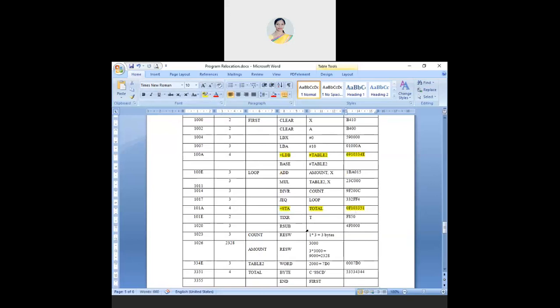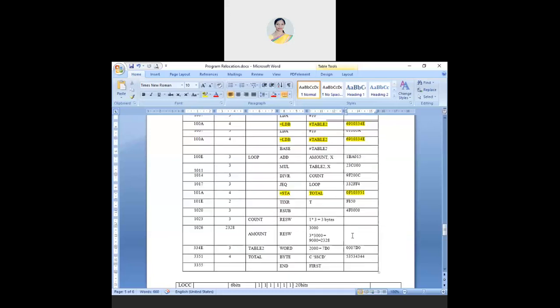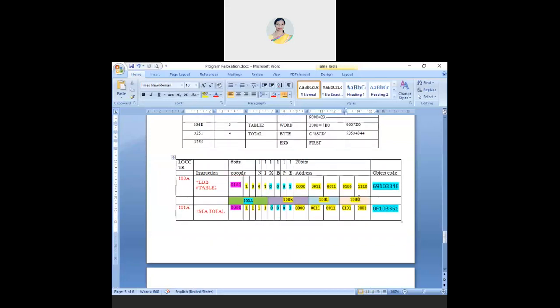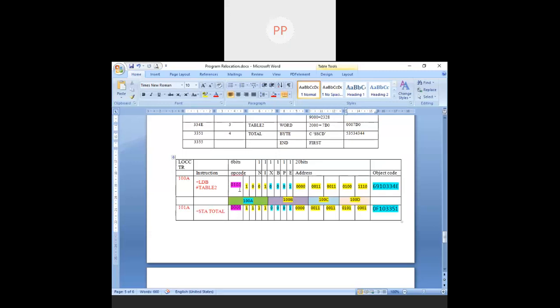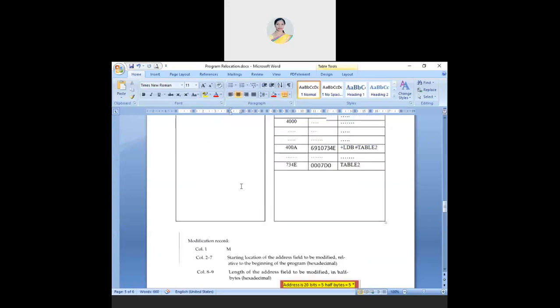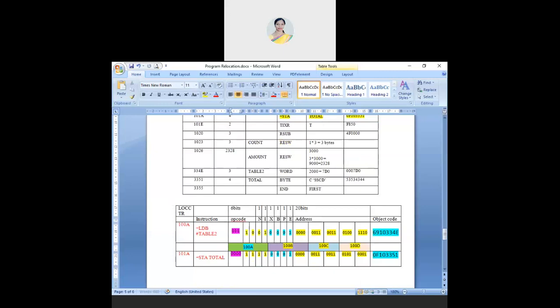How does your assembler instruct? See, I've written 1000A LDB ash table 2. So I've written completely the address: 6910334E. Can you people say this? See here, 6. Yes, for LDB, 6 means it has to be 10. And this is 9, so 69 and 1001 for the flag bits.